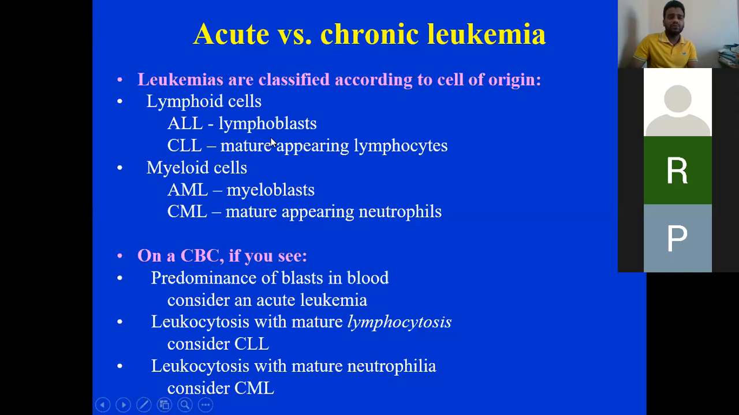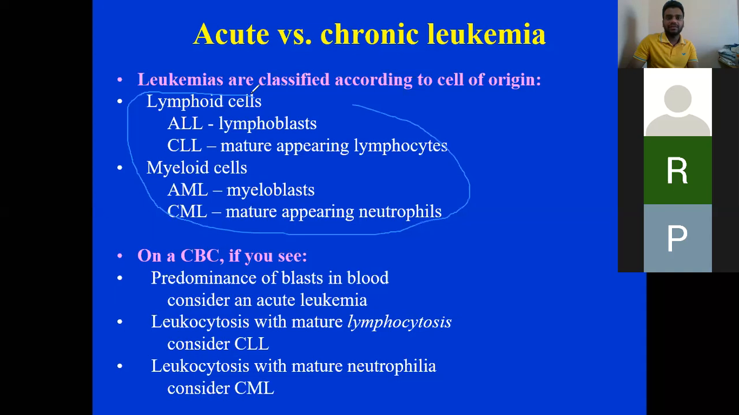If it is lymphoid, it can be ALL or CLL. Here you are seeing that in acute lymphocytic leukemia, you see more lymphoblasts. In chronic, you see mature-appearing lymphocytes. Again, for myeloid cells, in AML or CML, in the acute case you will see myeloblasts. In the chronic case, you will see mature-appearing neutrophils. So basically, what common thing are you seeing from both lymphoid and myeloid in this? What common thing am I asking?